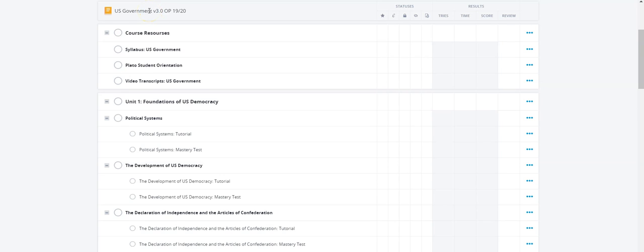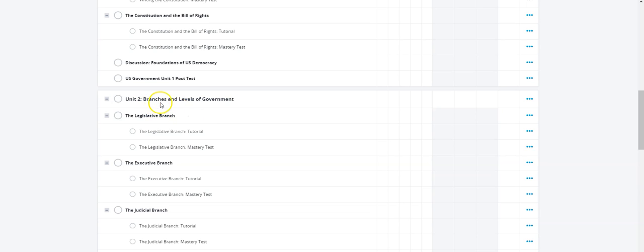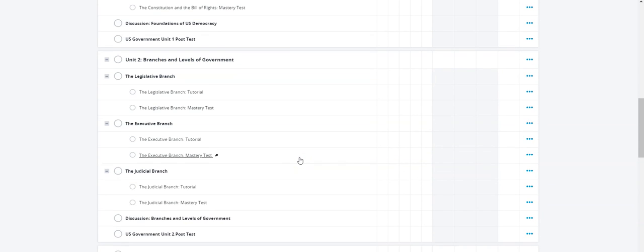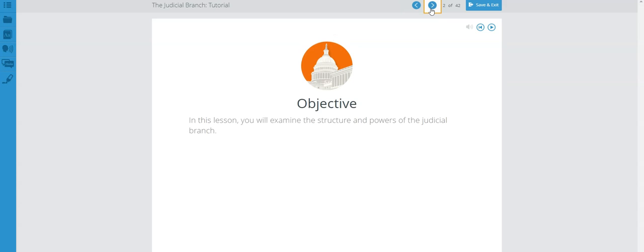Today we're going to focus on U.S. government, and we're looking at Unit 2, which is branches and levels of government. Our focus for this presentation is the judicial branch tutorial. Please make sure that you are using a notebook in order to take notes. This will help you answer all of the questions that we are going to encounter in this particular tutorial.